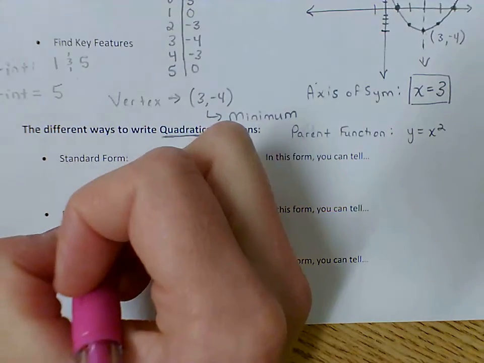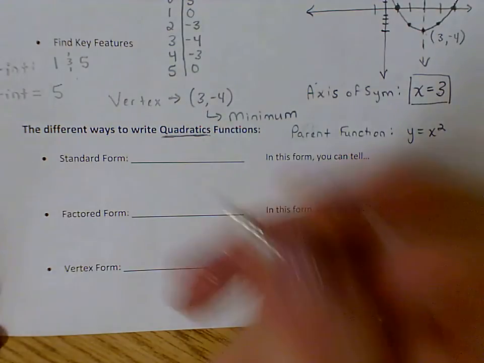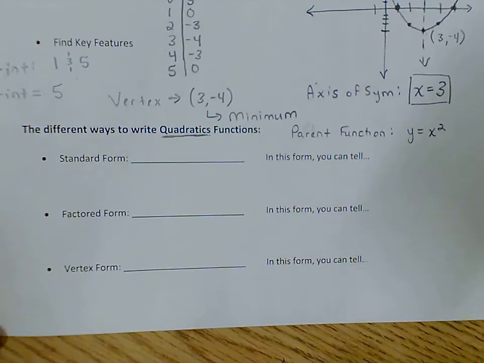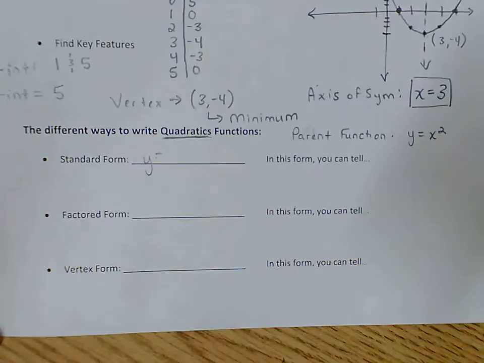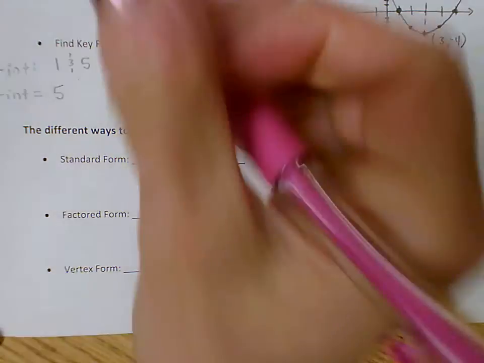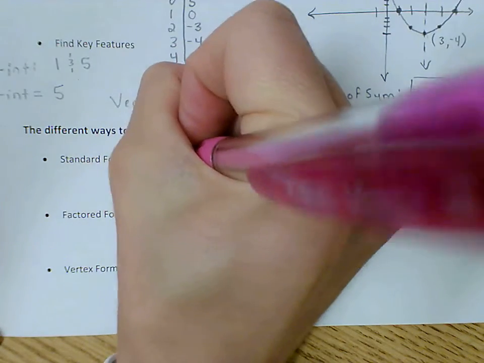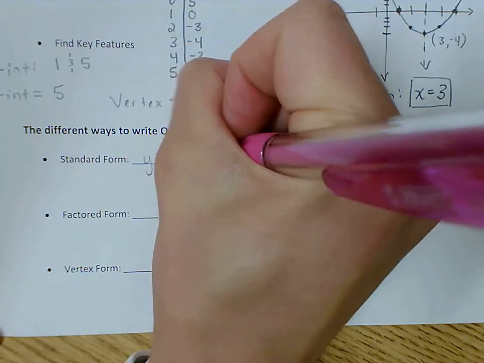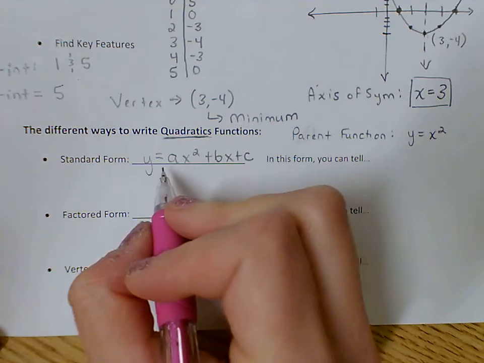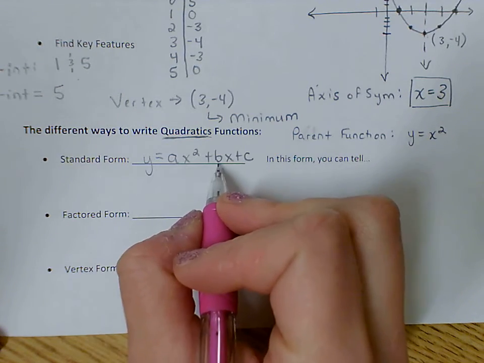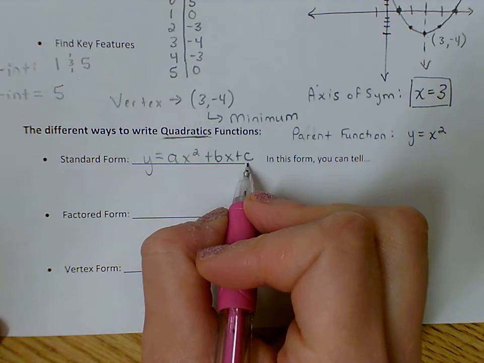One way that they could write a quadratic function is in what's called standard form. Standard form of a quadratic function is going to be y equals ax squared plus bx plus c. When it's in this form, the a, b, and c are going to be just regular numbers.